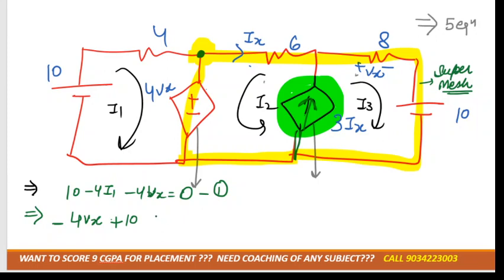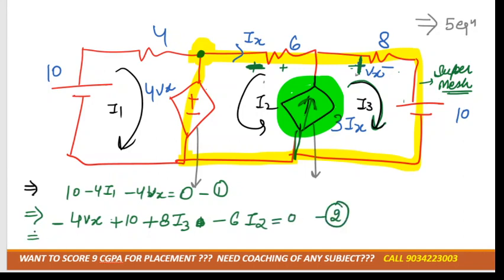Now tell me what comes after that. It's not minus 8. See, current is moving from positive to negative, so we are moving like this. We always have to take the second sign which is coming in our path. So it would be plus 8, with current I3. Then there will be minus 6I2 equal to 0. That we got as the second equation.